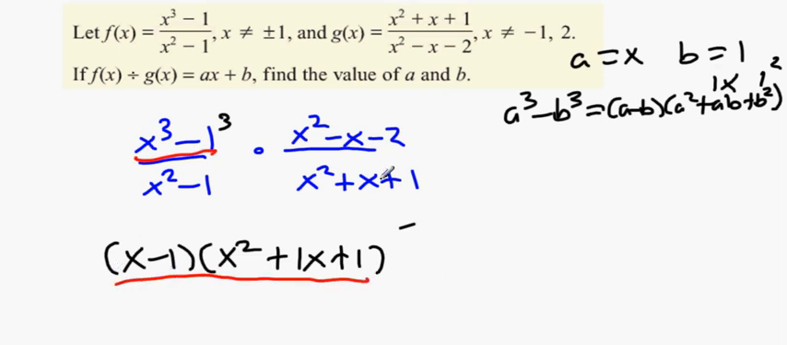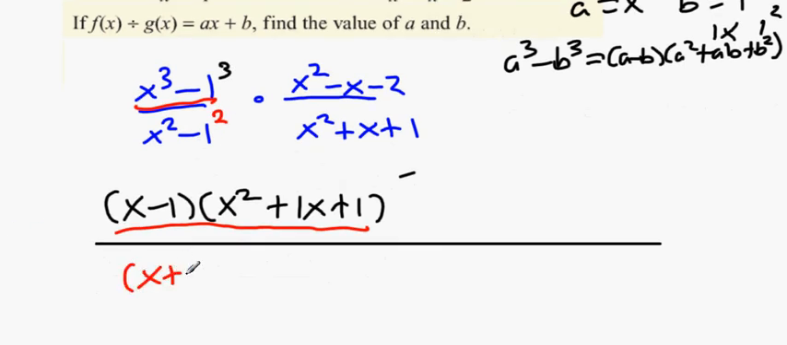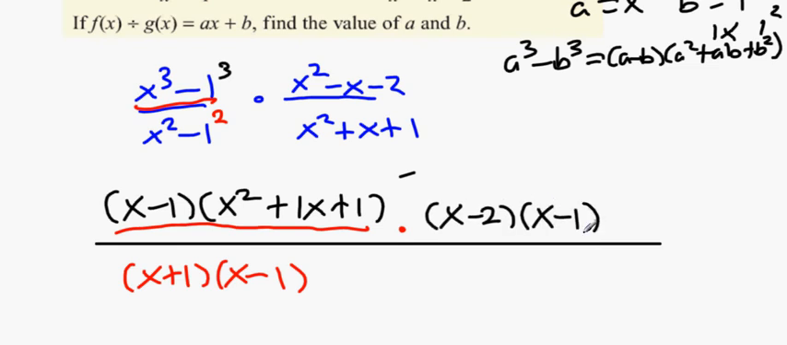Then on the bottom we're going to have the difference of two squares, because we can see that's x squared minus 1 squared, which is going to be x plus 1, x minus 1. And then on the top we're going to have to do the reference number on this one here, which is going to be x minus 2, x minus 1. And that's all going to be divided by x squared plus x plus 1.